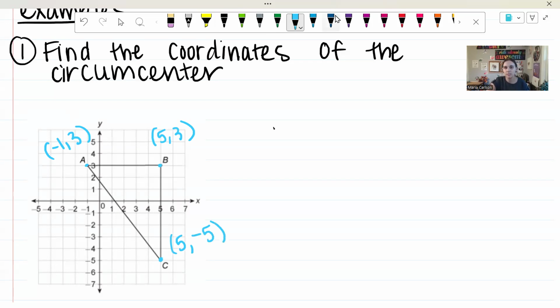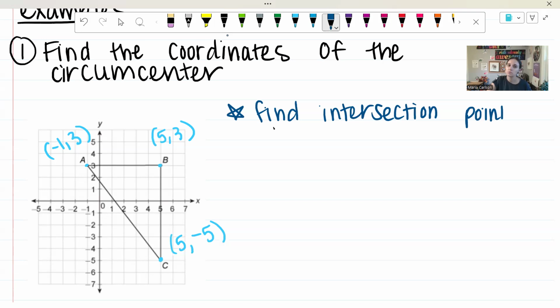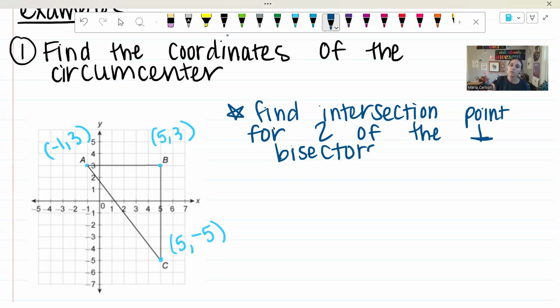Now, a key note here is that the circumcenter, remember that's the intersection of all of your perpendicular bisectors, but still, two of them go through that point. So what I can do here is find the intersection point for two of the perpendicular bisectors. Now I know you're like, I can't see the perpendicular bisectors. Well, we can find them in this triangle, because notice that two of my lines, AB and BC, are just a horizontal and a vertical line.